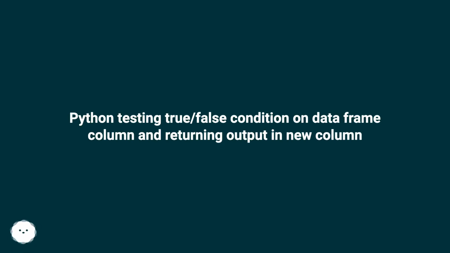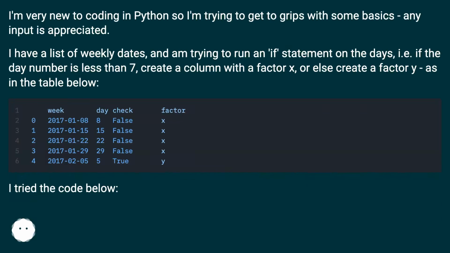Python testing true/false condition on data frame column and returning output in new column. I'm very new to coding in Python, so I'm trying to get to grips with some basics. Any input is appreciated. I have a list of weekly dates, and I'm trying to run an if statement on the days, i.e. if the day number is less than 7, create a column with a factor x, or else create a factor y, as in the table below.